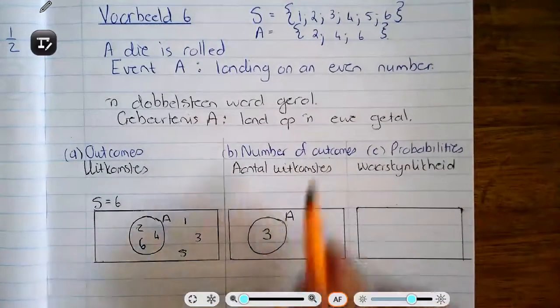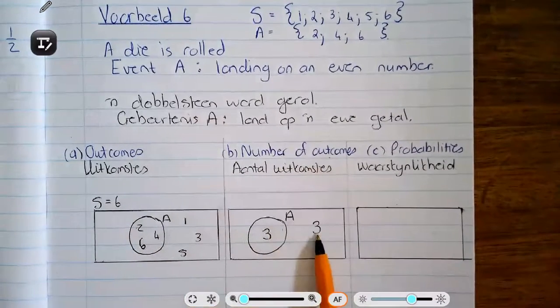So this is the number of outcomes. 3 that worked, that was even, 3 that was not even.